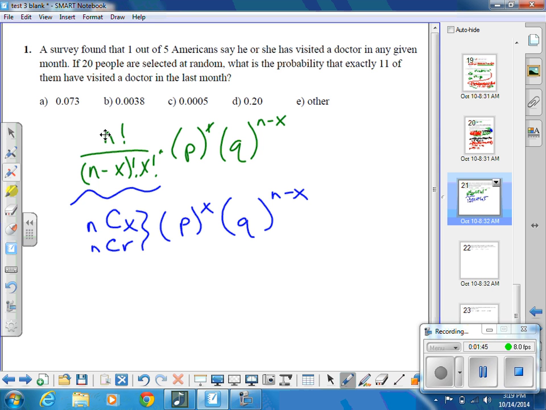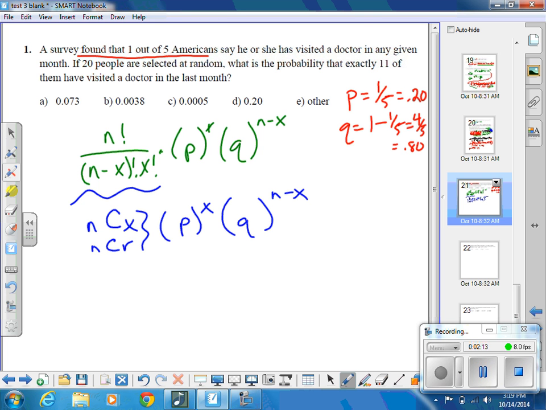So look in here, they'll always give you something like, a survey found 1 out of 5 Americans say to visit a doctor. Well, guess what? That's your p. 1 out of 5. You could write it as a decimal if you want, 0.20. It's optional. Now, they don't give me a q. To find q, you have to do 1 minus whatever your p is. In this case, 1/5 or 0.20. It doesn't matter. So you get 4/5, or if you want to make it a decimal, 0.80.